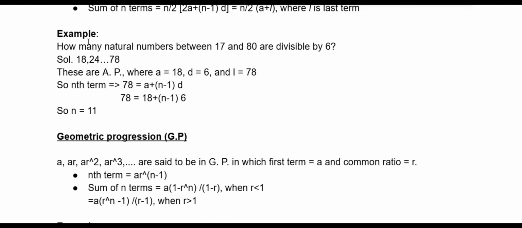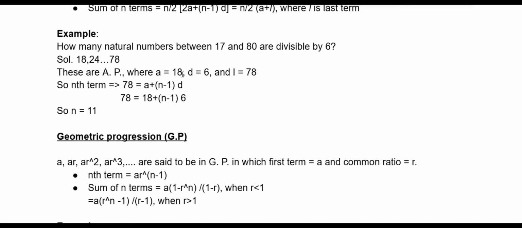You can see here an example: how many natural numbers between 17 and 80 are divisible by 6. Here they are asking for the count. You can use arithmetic progression to solve this. Divisible by 6 means, after 17 you will get 18. 18 is divisible by 6. Next comes 24, like that, in between 17 and 80. Before 80, 78 is divisible by 6. So these are said to be in arithmetic progression because you have a starting term and you have a common difference.